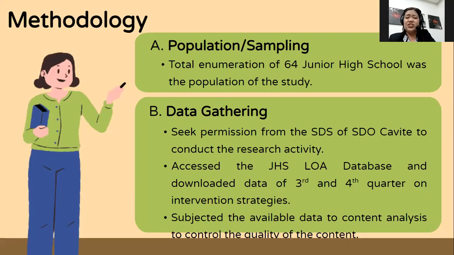For the methodology, for the population and sampling, total enumeration of 64 junior high school students as the population of the study. For the data gathering, first, we have to seek permission from the SDS of the SDO Cavite to conduct the research activity, access the junior high school LOA database, and download the data for the third and the fourth quarter on intervention strategies. Then subject the available data to content analysis to control the quality of the content.